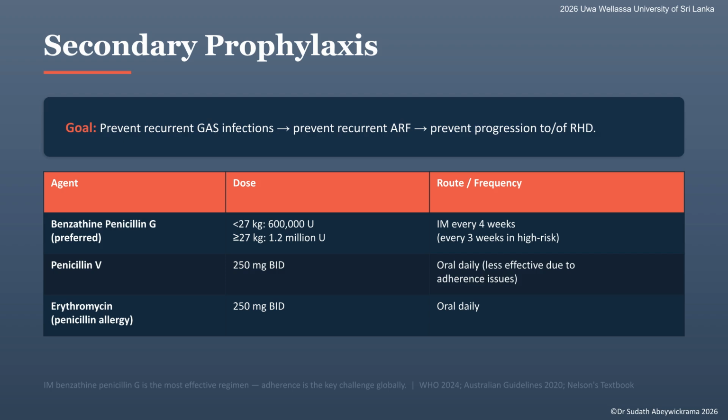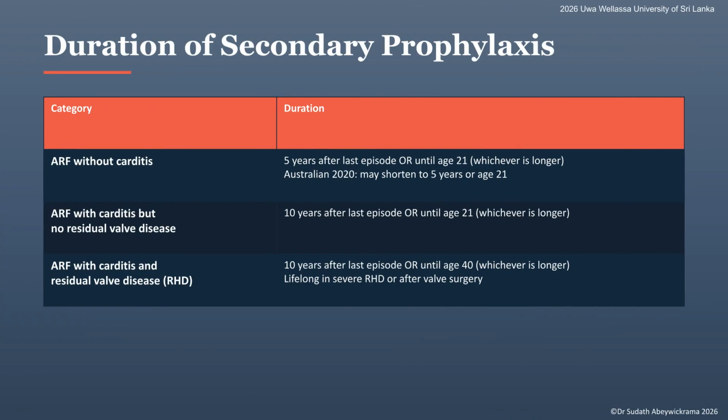Secondary prophylaxis is crucial for preventing recurrent GAS infections and subsequent ARF episodes, thus preventing or slowing RHD progression. Benzathine penicillin G intramuscularly every 3 to 4 weeks is the preferred and most effective regimen. Adherence is a major challenge globally.